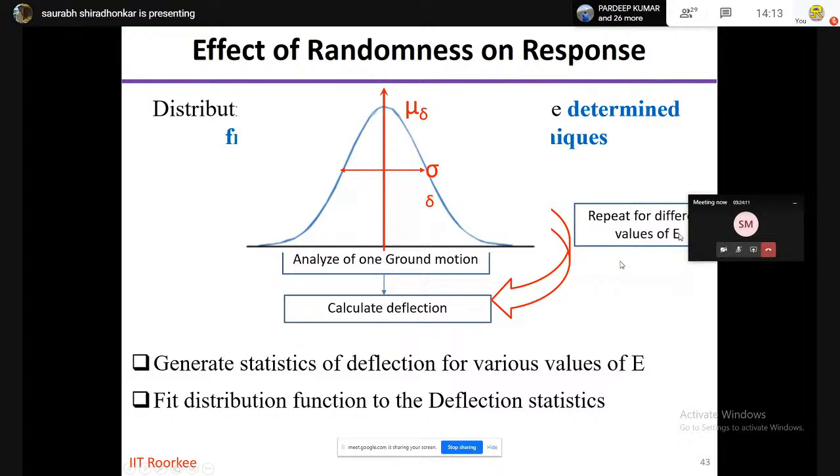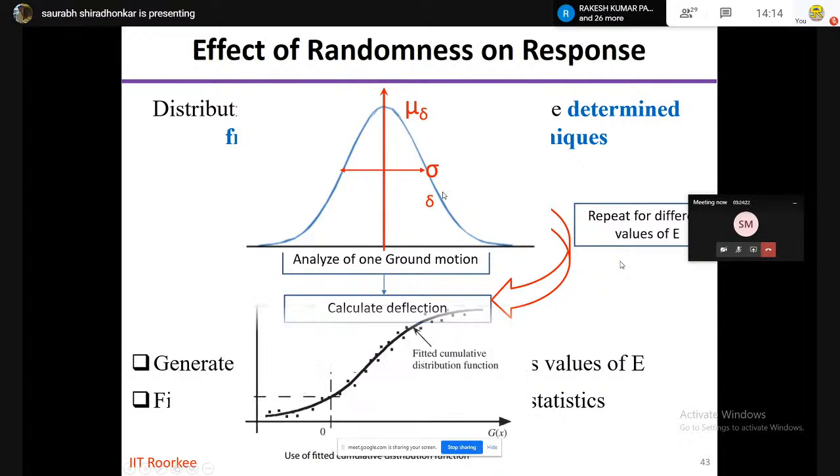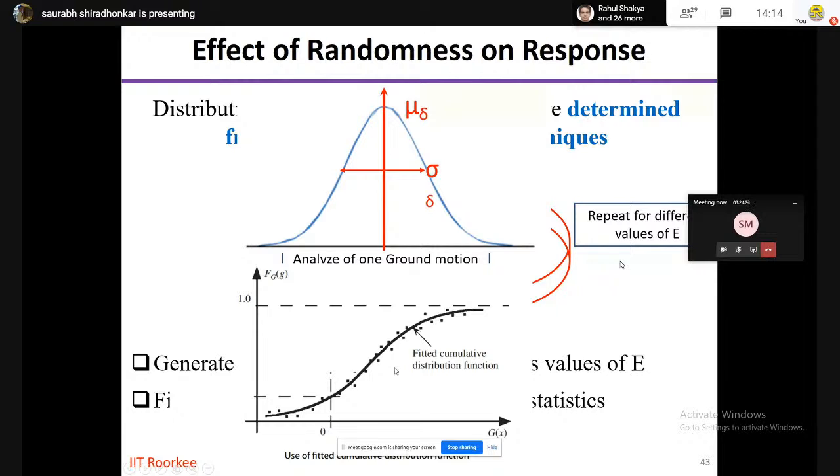So this is what we obtain through the same process. Again, since your E is normally distributed and there is no other random variable, your deflection is always normally distributed with mean mu delta and standard deviation sigma delta. And using this, you can always figure out the cumulative distribution function, which is the integration of this curve over the domain between 0 and x.